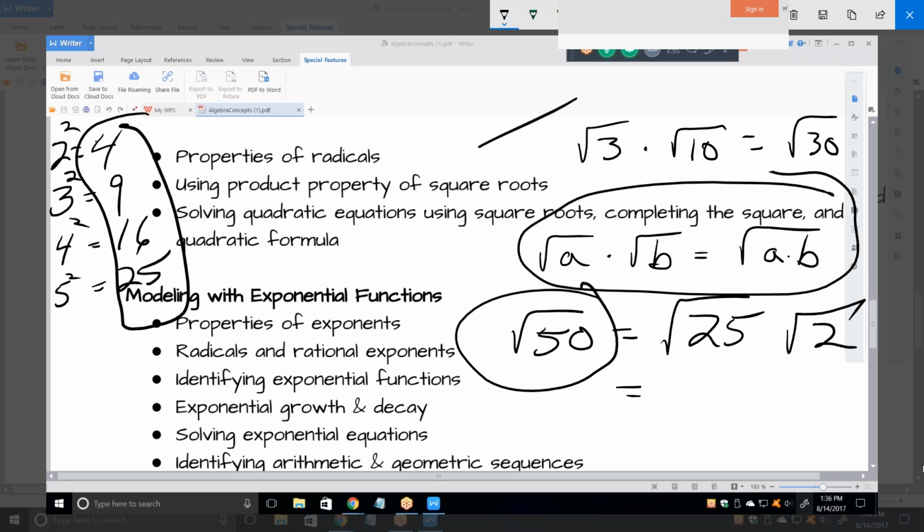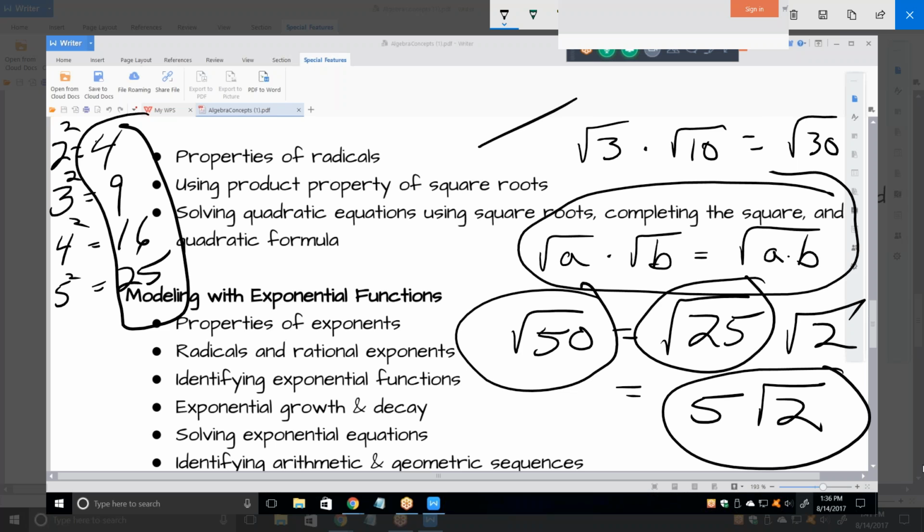Now, that square root of 25 can be converted to an integer. It's the number 5. This cannot. That stays square root of 2. So that's how I simplify square root of 50. But notice when we had square root of 30, can't really break that down. There is no perfect square number that divides into 30, which means that's my answer, square root of 30.